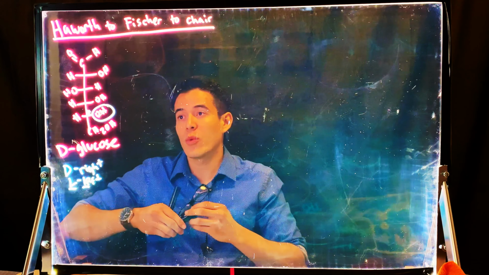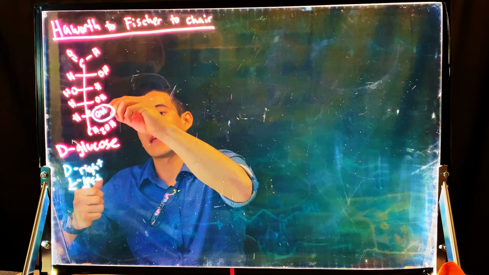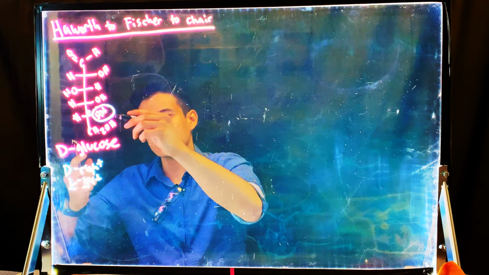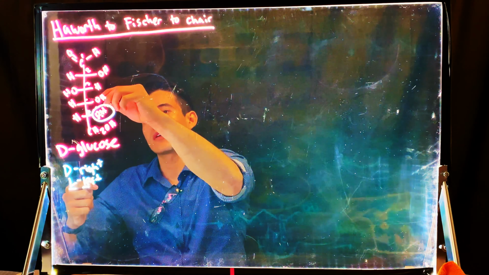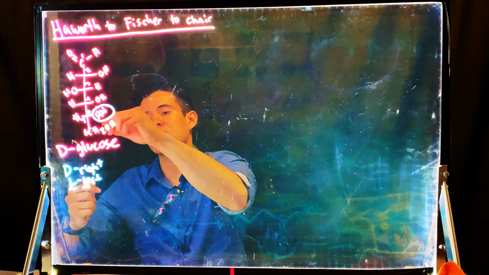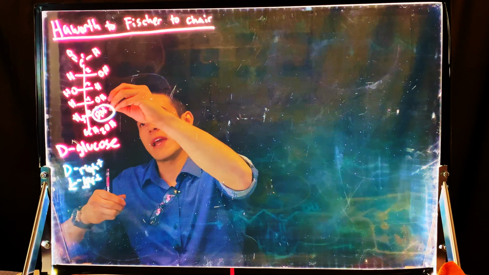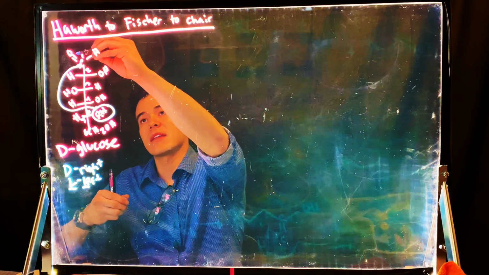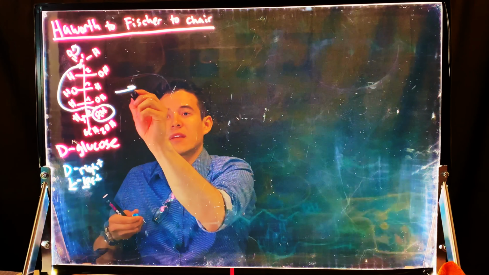Let's go ahead and see what our Haworth projection would look like after we do a reaction such as this. So we're going to go ahead and number this as 1, 2, 3, 4, 5, and 6. Let's take this OH and let's react at this carbon here, okay? And let's push that guy up. So let's see what we get.